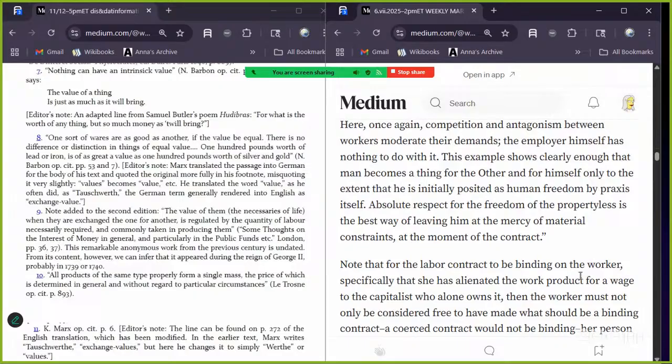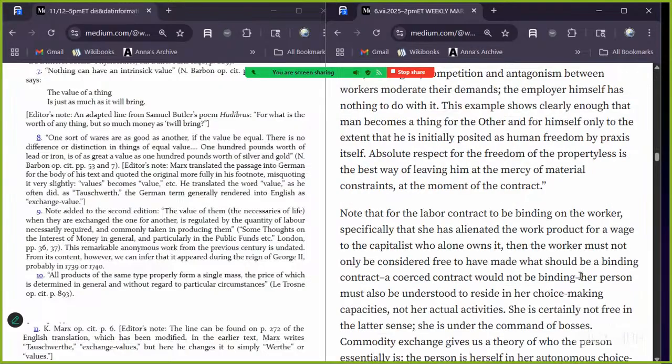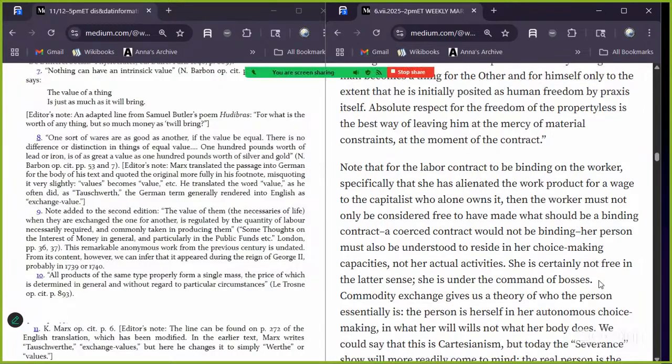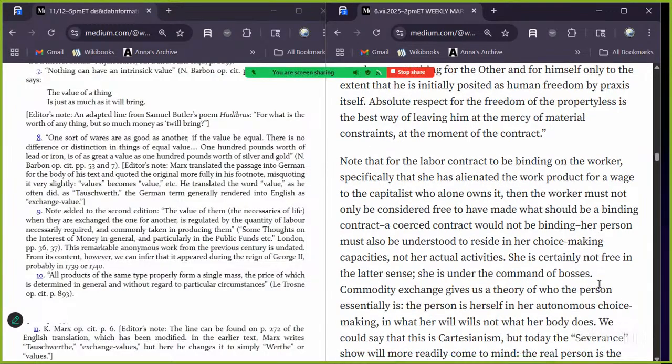Note that for the labor contract to be binding on the worker, specifically that she has alienated the work product for a wage to the capitalist who alone owns it, then the worker must not only be considered free to have made what should be a binding contract, a coerced contract would not be binding. Her person must also be understood to reside in her choice-making capacities, not her actual activities. She is certainly not free in the latter sense, that is, in the actual activity. She is under the command of bosses.